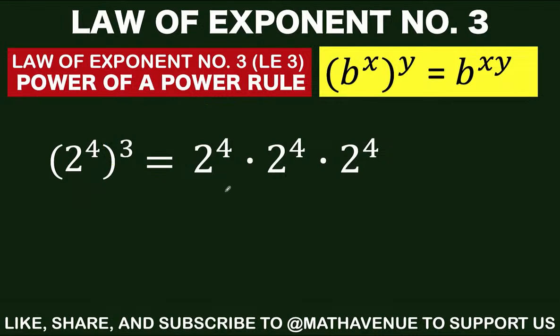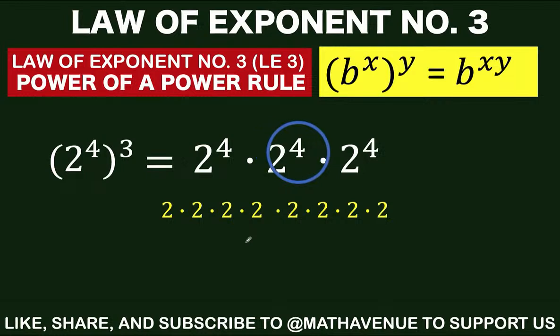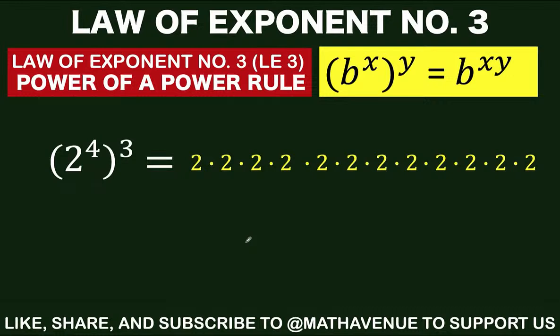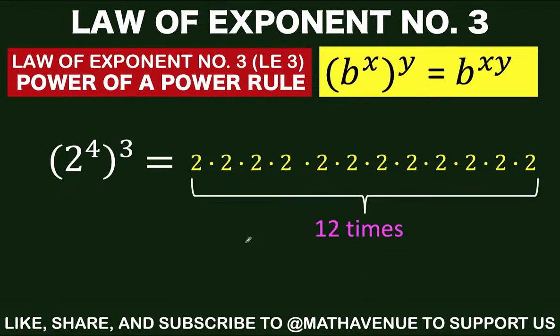Now, if we go back to our law of exponent number 1, this 2 to the fourth means you multiply the base 2 4 times. This other 2 to the fourth means you multiply the base 2 4 times, the same thing with the last one. And there are how many 2's that we multiply all together? There are 12. So the shortcut way of writing this is to write an exponent 2 raised to the 12th. But without going through all these preliminary steps, we can also arrive at this exponent 12 by simply multiplying 4 times 3. And that is now the main concept for the power of a power rule of exponent.